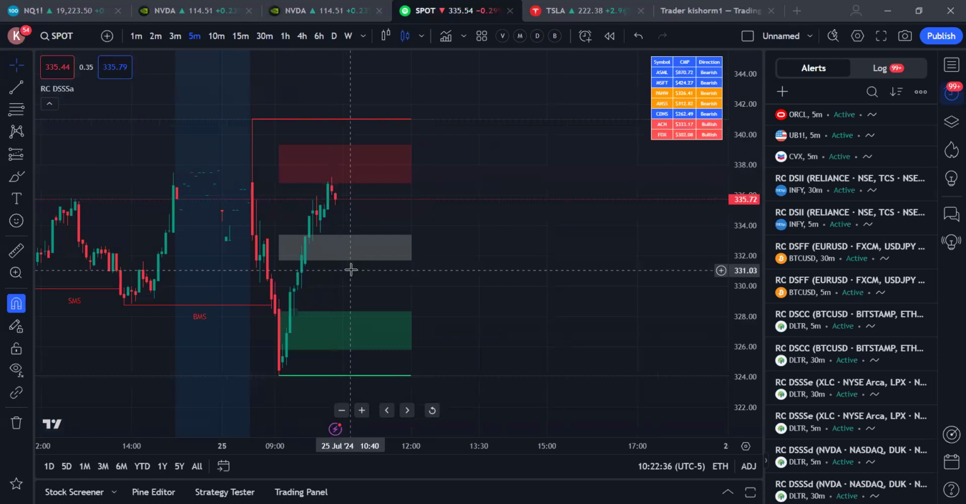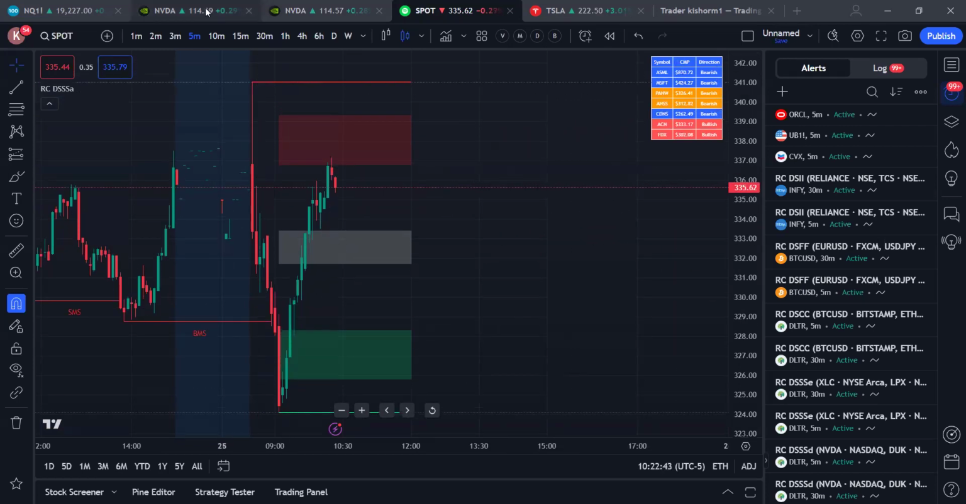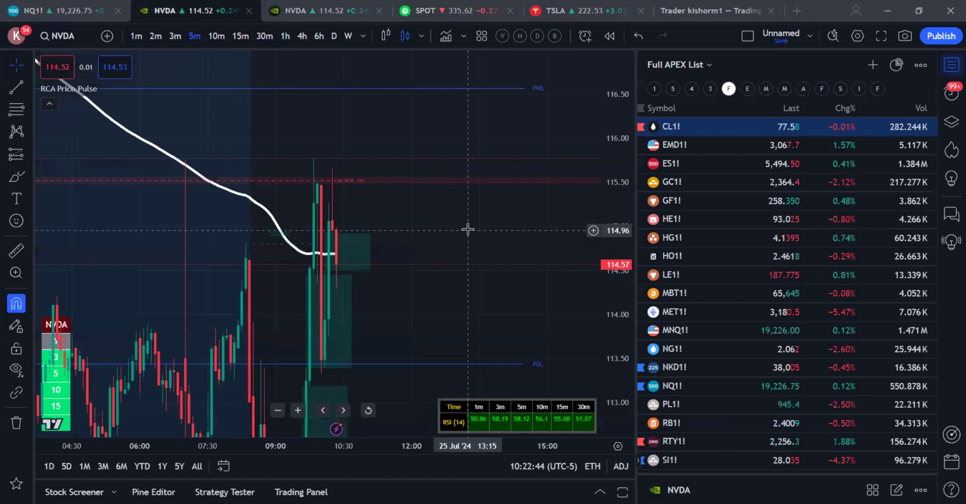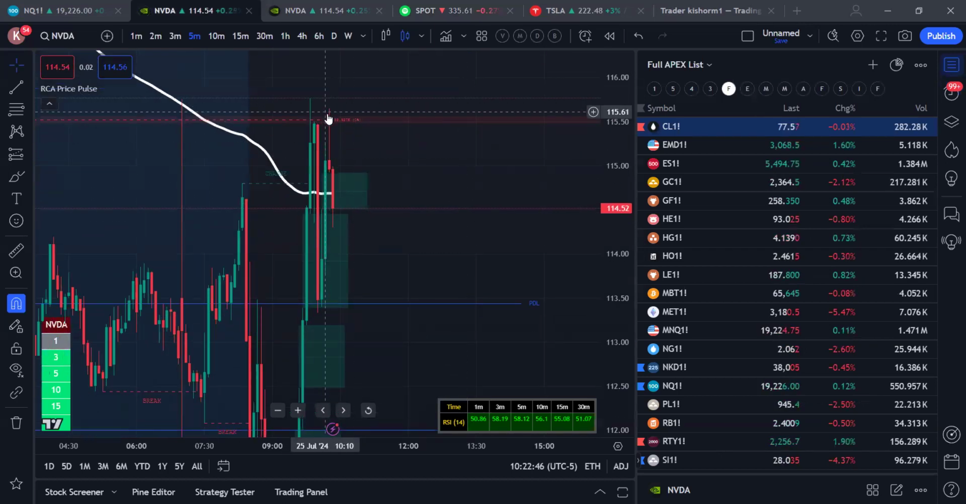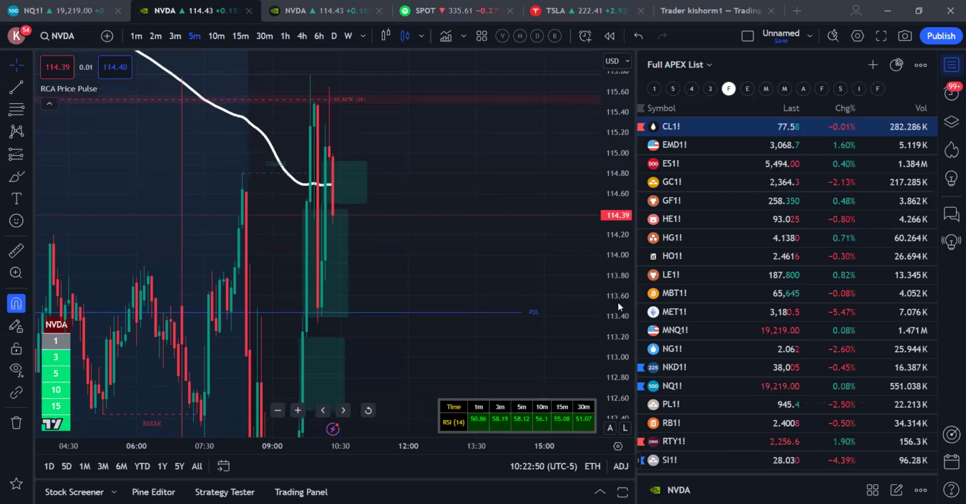So Spotify is also dropping. Nvidia is dropping. Let us also look at, so it touched the sell order block and started dropping. So puts and calls, both are making nice profits.